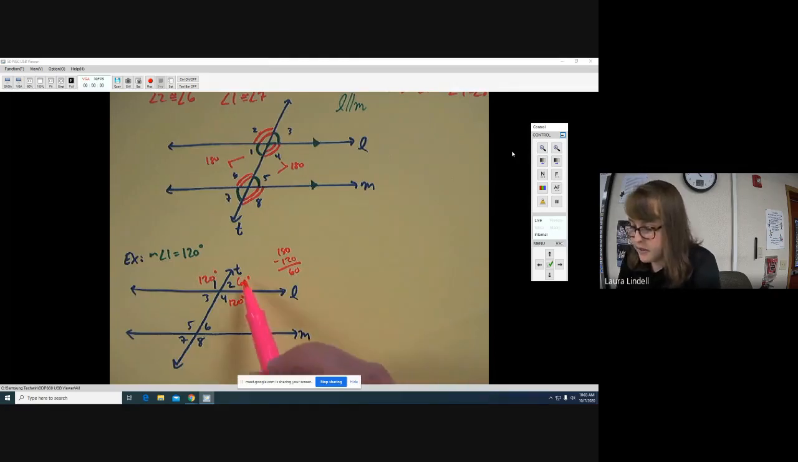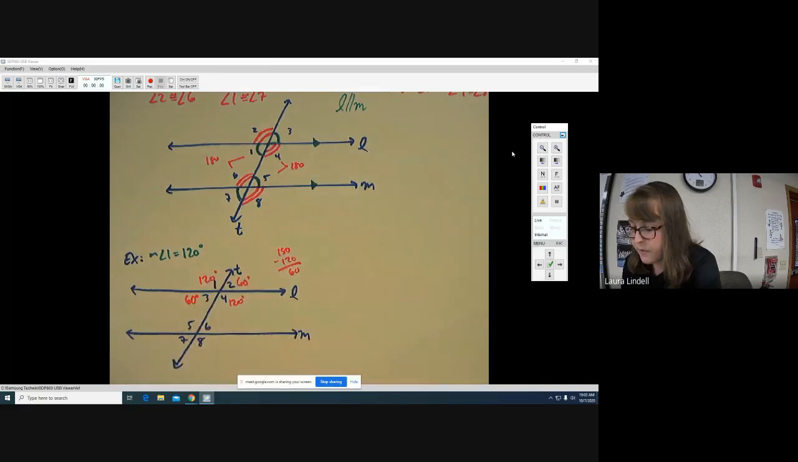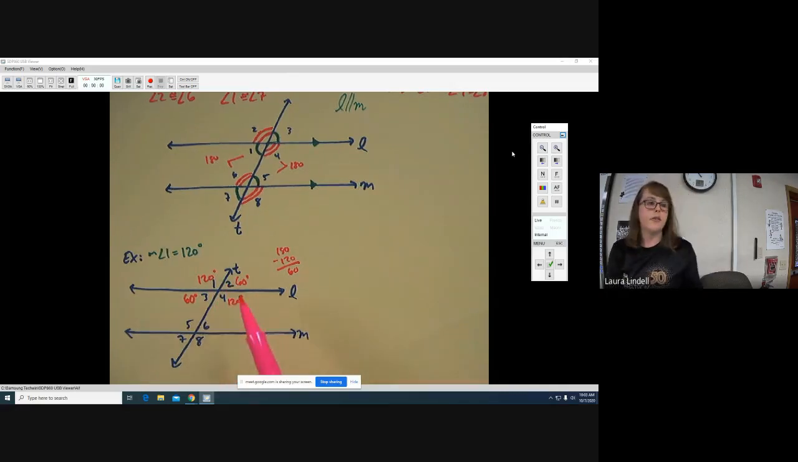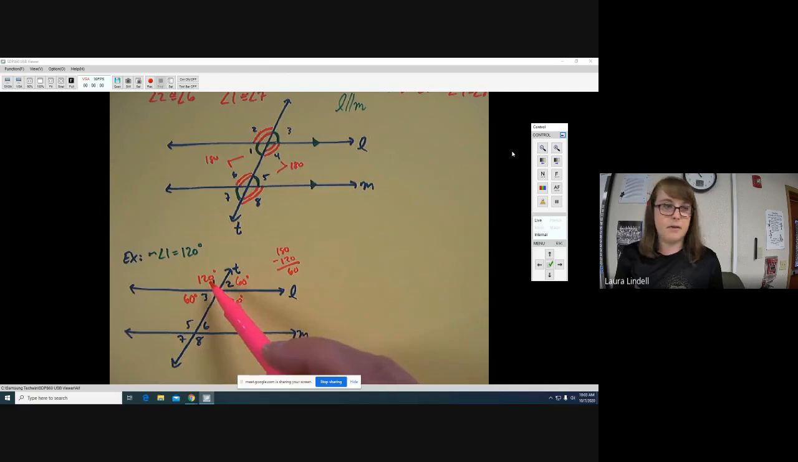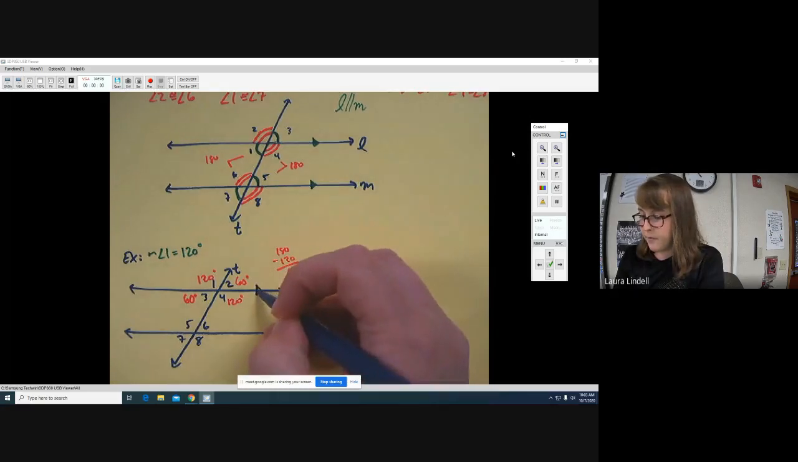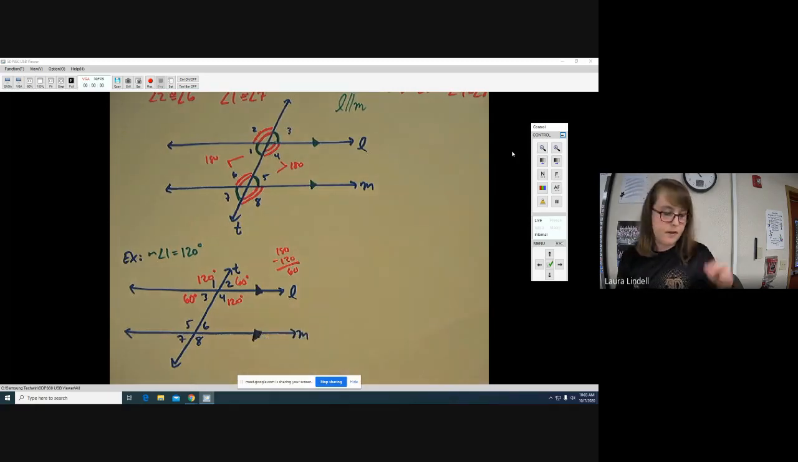And then if angle 2 is 60, well, angle 3 is vertical with that, so 3 would also be 60. So with that one, we can just use the relationships that we knew from back in chapter 1 to get this whole group of angles here based off of angle 1. But now, if we need to know that these lines are parallel. They are.